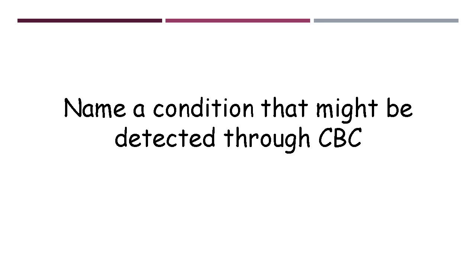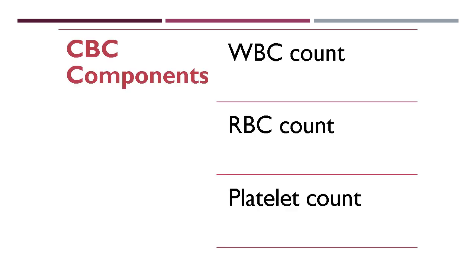Let's ask a question. Name a condition that might be detected through a CBC. Yes, well done. Anemia, infection, and so on. Let's narrow and focus to three key components: white blood cell count, red blood cell count, and platelet count. Which of these components do you think is most critical for diagnosing infections? Well done. The white blood cells count, as it helps identify infections and immune system disorders.